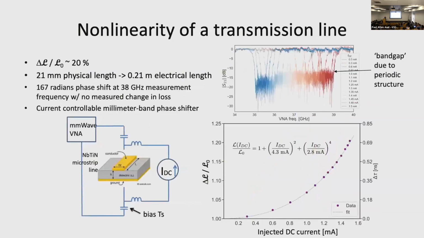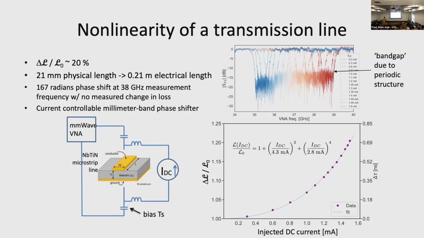Okay, and so this effect also occurs in transmission lines. Here we're injecting a DC current through a transmission line, which is a niobium titanium nitride microstrip line in this case. The transmission line has a periodic structure in it, which creates a band gap, which you can see in the upper right. And we're just using that here in order to monitor the response of the film to the DC current.